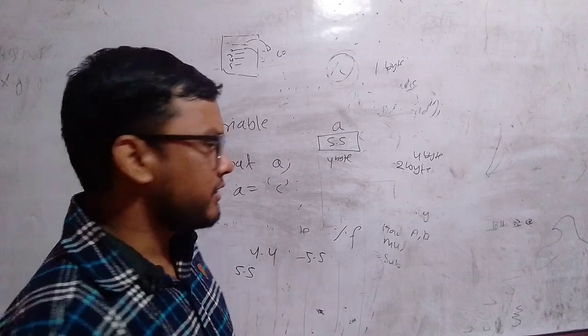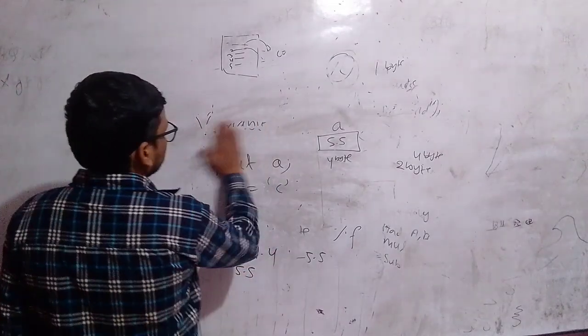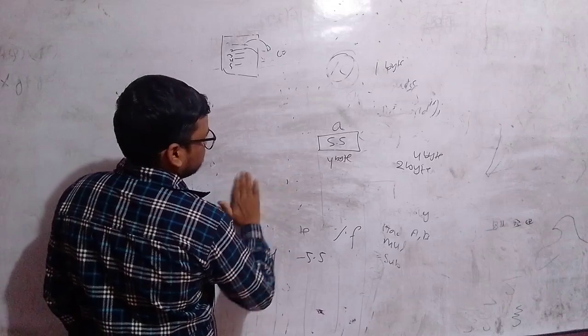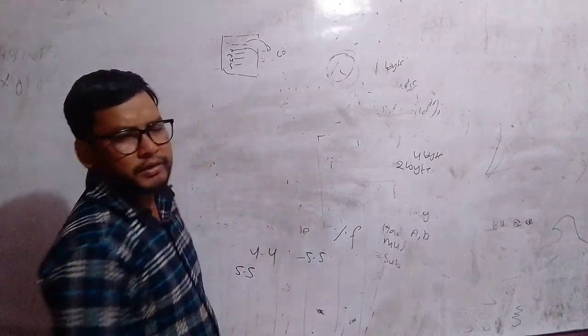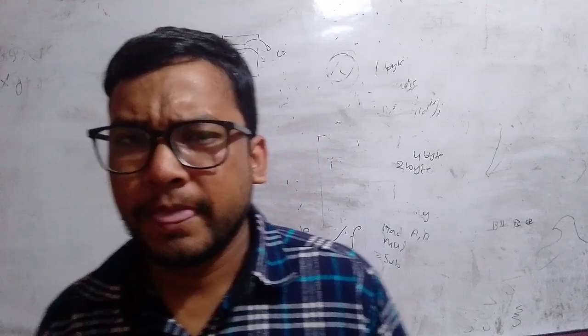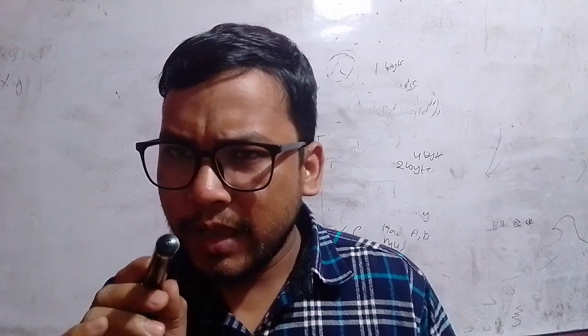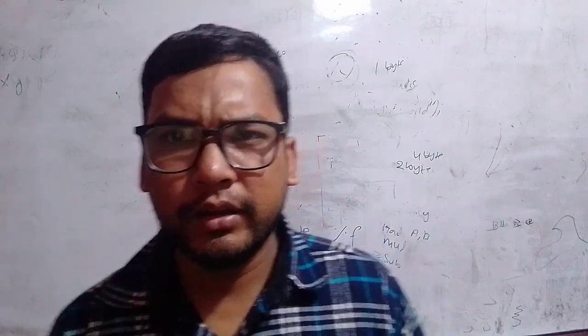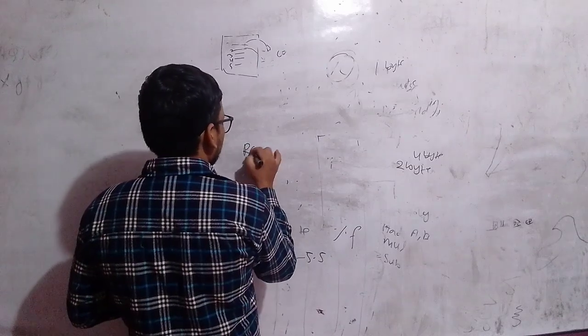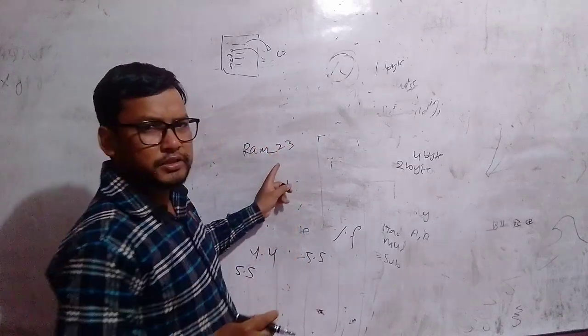Now there is a certain rule to define a variable. A variable could be a sequence of alphanumeric characters. Alphanumeric means a combination of alphabets and numbers, and underscore is also allowed. For example, ram underscore 23. This is a valid variable.